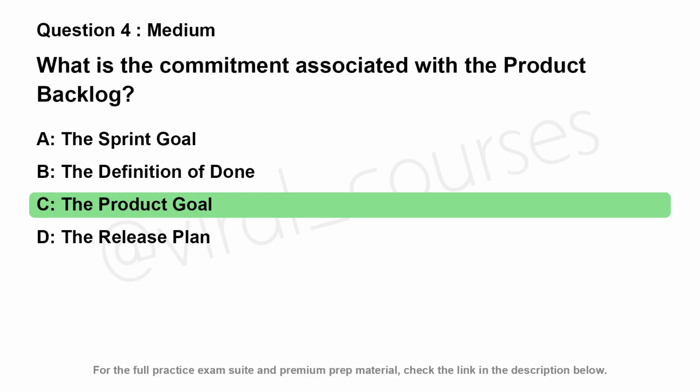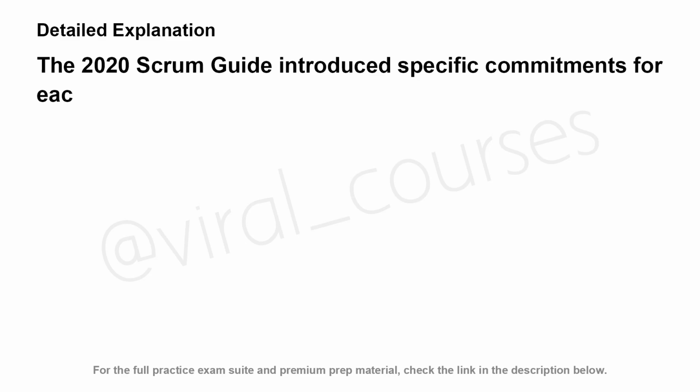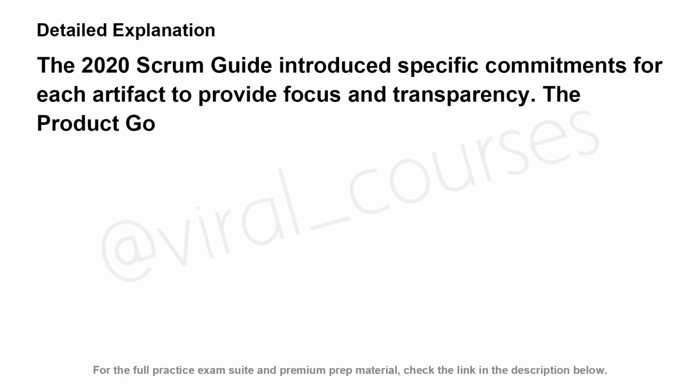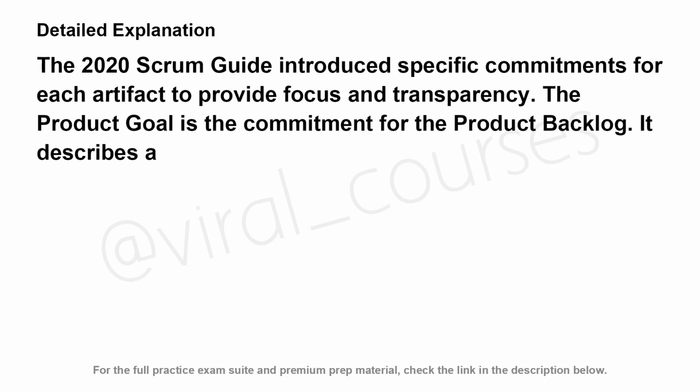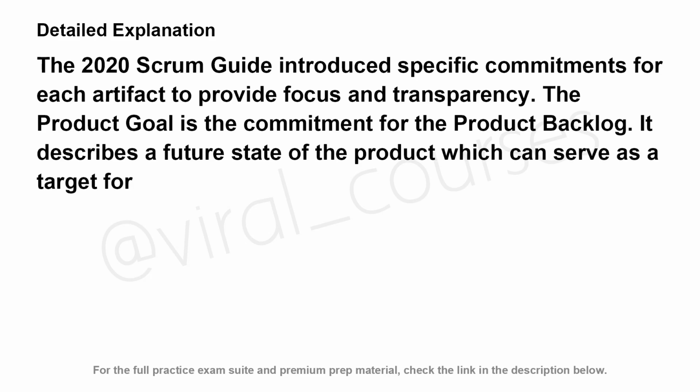The correct answer is C. The 2020 Scrum Guide introduced specific commitments for each artifact to provide focus and transparency. The product goal is the commitment for the product backlog. It describes a future state of the product which can serve as a target for the Scrum team to plan against.